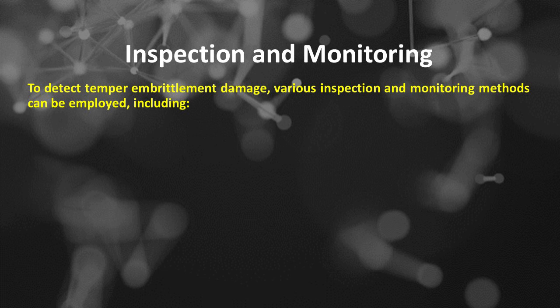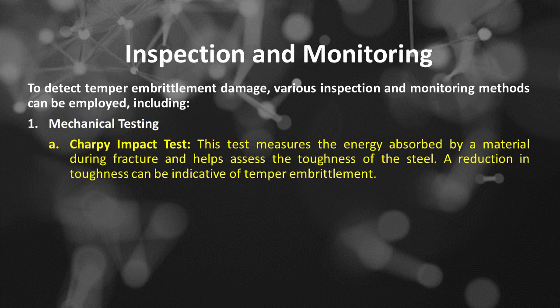To detect temper embrittlement damage, various inspection and monitoring methods can be employed, including: Number 1 is mechanical testing that is divided by 3, but not limited to the following. The first is Charpy impact test. This test measures the energy absorbed by a material during fracture and helps assess the toughness of the steel. A reduction in toughness can be indicative of temper embrittlement.